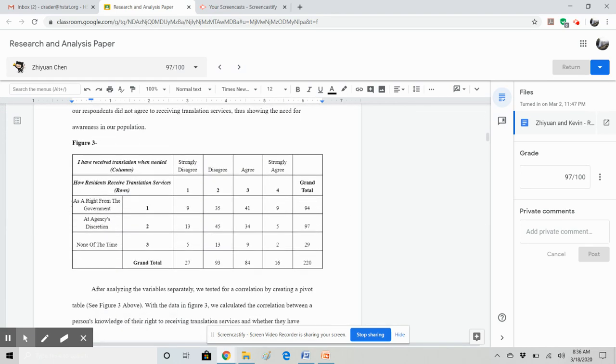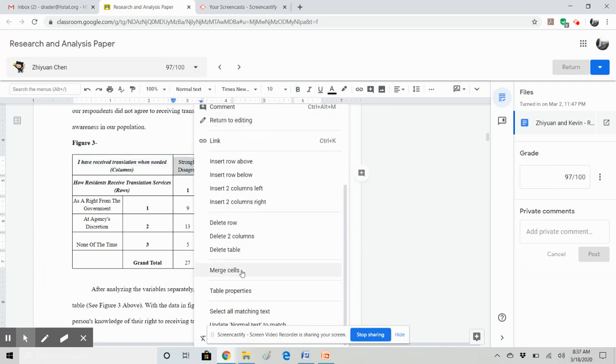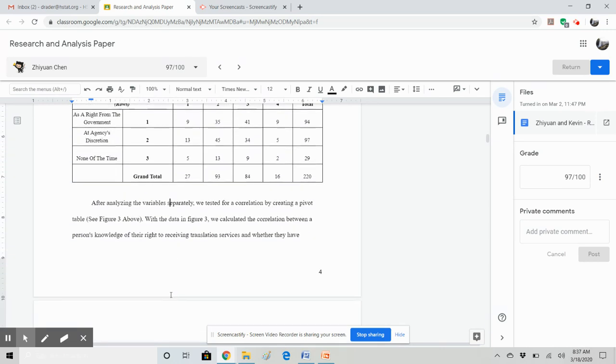Their third figure that they included was a pivot table. You'll note that they did change around the format and the layout. We'll point out here, this is clearly an example of them merging their columns. So if I wanted to merge, I would just highlight, right click, and click on merge cells. And that's how you would merge the two. I'm going to undo it because I don't actually want to do that in their paper, but that's what they did. The whole point is to try to make the table as visually appealing as possible.